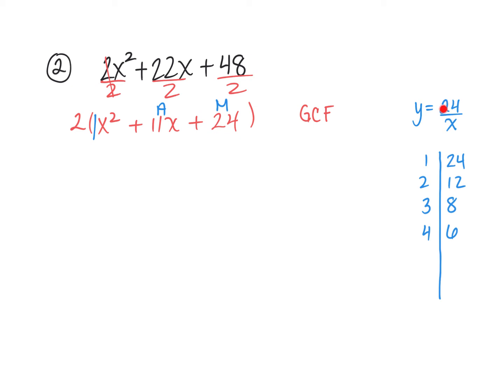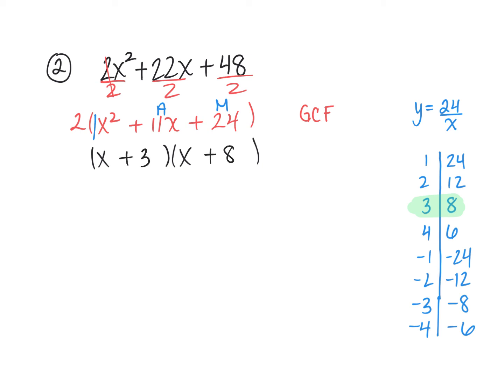But you have to remember that you're multiplying to a positive number. So you could also have two negatives: negative 1 and negative 24, negative 2 and negative 12, negative 3 and negative 8, and negative 4 and negative 6. So on this list, we're looking for a pair of numbers that will add to positive 11. So I see it right here. 3 plus 8 will add to 11. So again, all we have to do is two parentheses, x and x in the front, and 3 plus 8 is 11, so we're going to do x plus 3, x plus 8, with a 2 in front as my GCF.